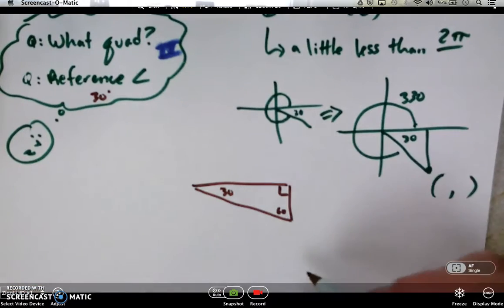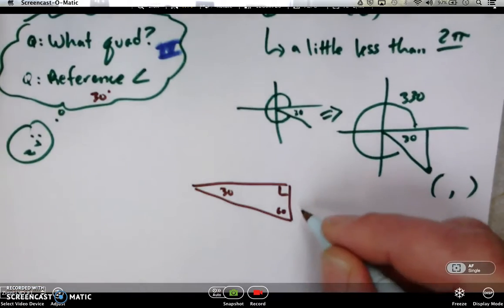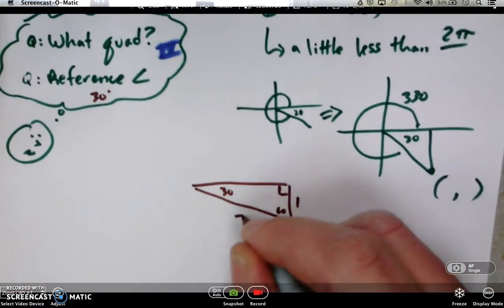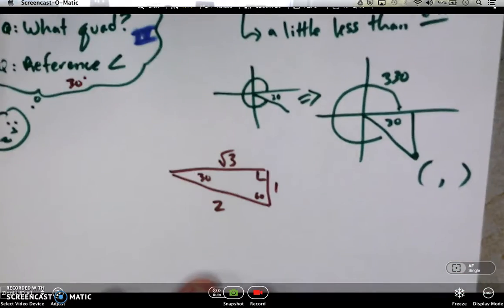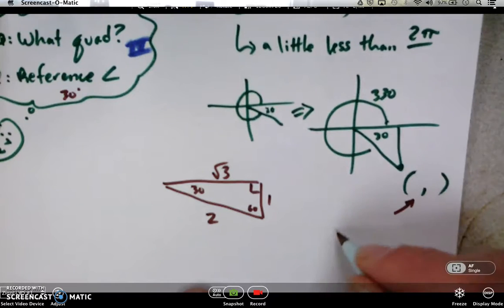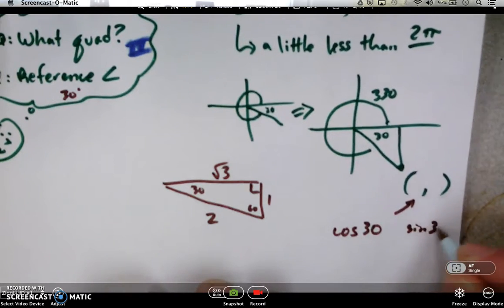Okay, and again, 30, 60, 90, it's a 1, 2, rad 3. 1 is the shortest side. 2 is the longest side. So rad 3 is that in-between side. So for this point, it's going to be the cosine of 30 and the sine of 30.